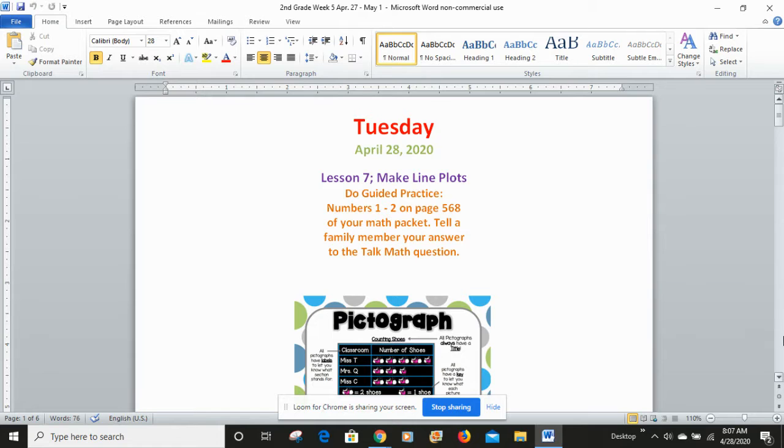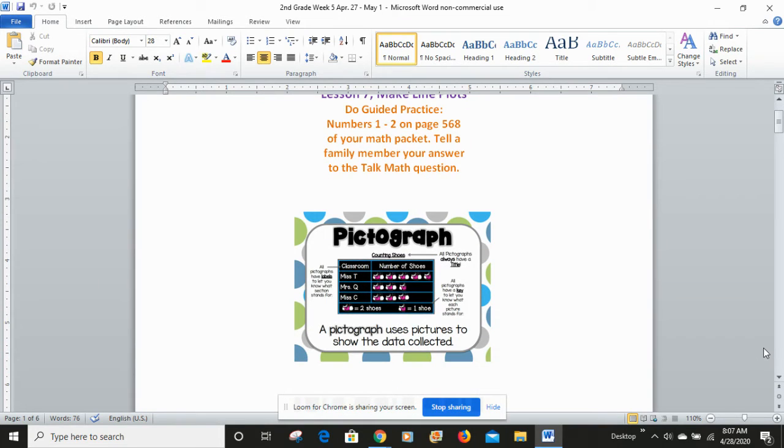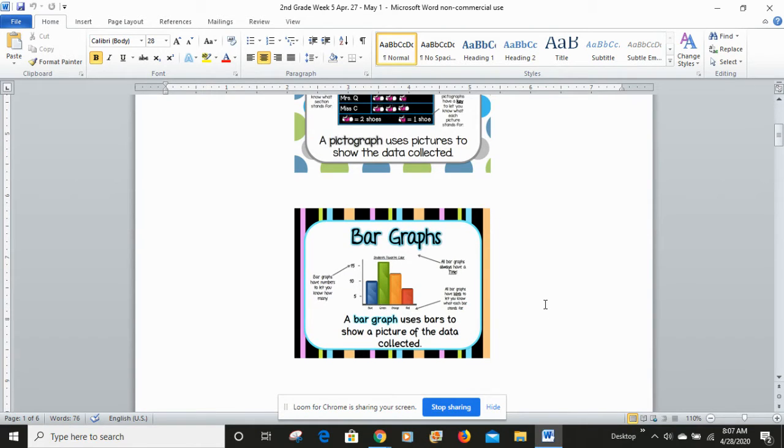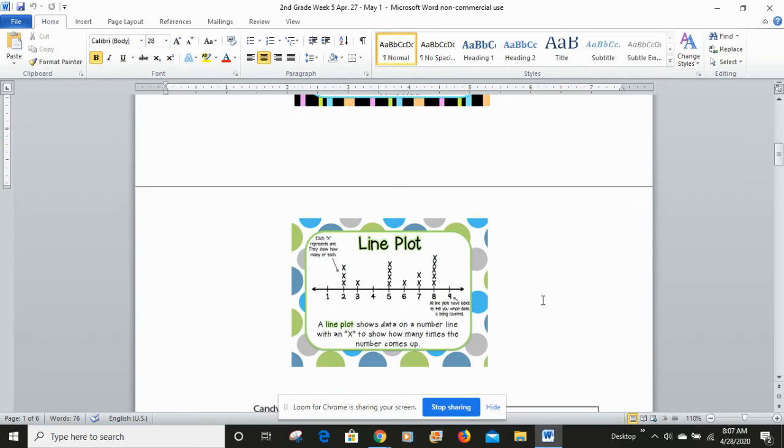So far in this chapter, we have been looking at tally charts, and we've been looking at data and giving surveys, and we've been showing that data in things like pictographs, where the picture stands for the data collected. We've used bar graphs. A bar graph uses bars to show a picture of the data collected. Today we're going to use something called a line plot. And a line plot can do kind of the same thing as the other two can.